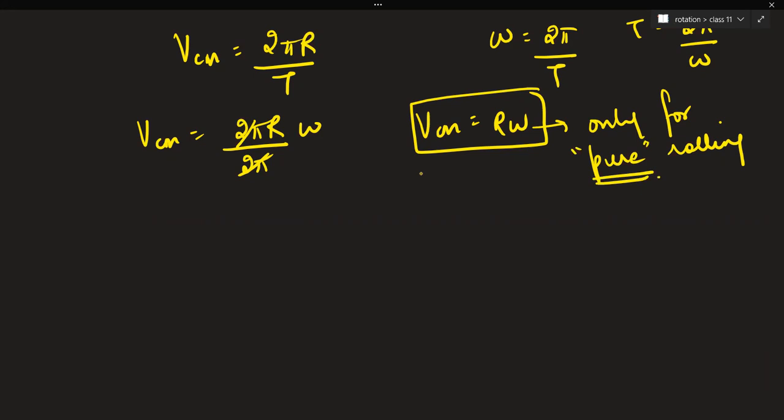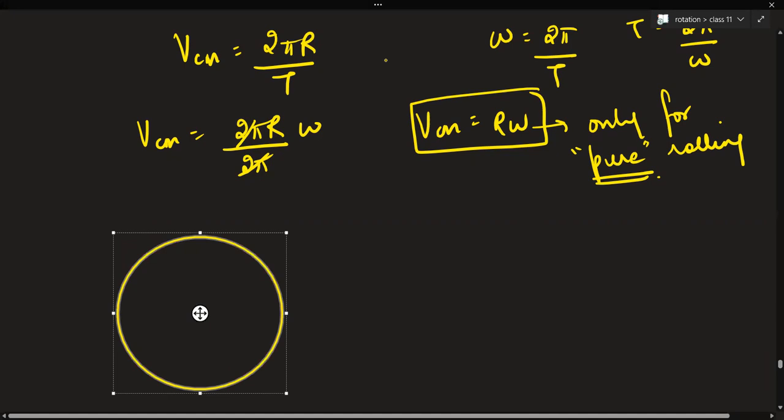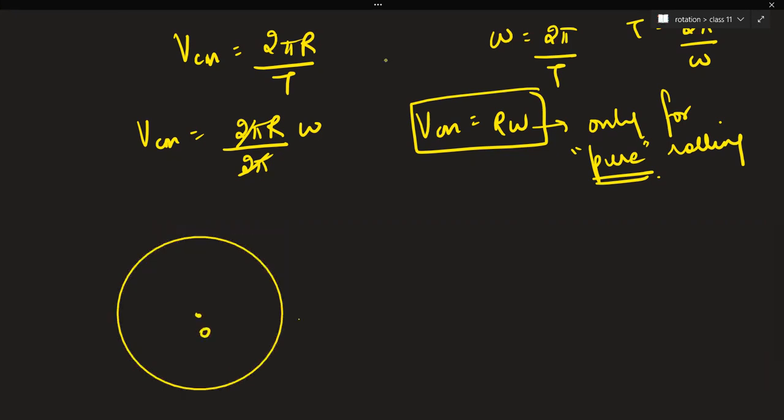Understood? Let's say you are given a random point, even in the exam; this can also be asked. Let's say this is the center O, radius is R. A point has been given to you, this is point C. This is rotating with omega. You have to calculate the velocity at C.